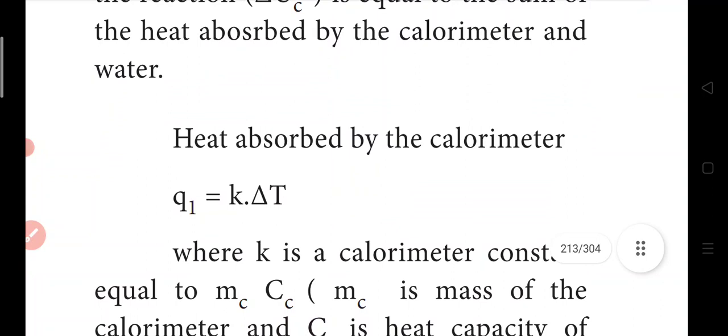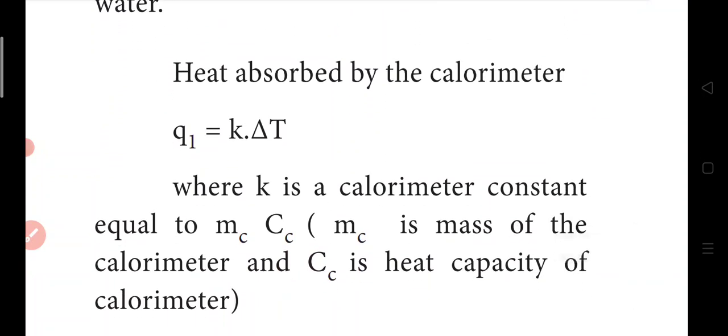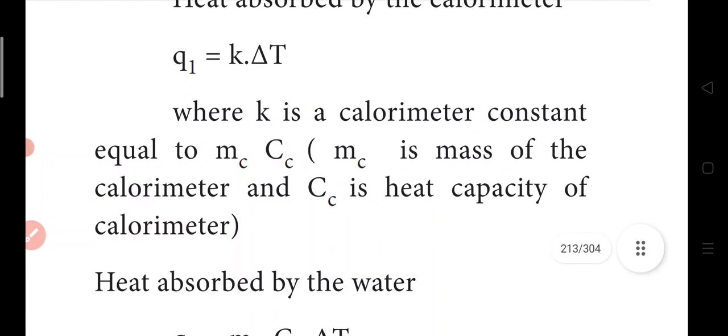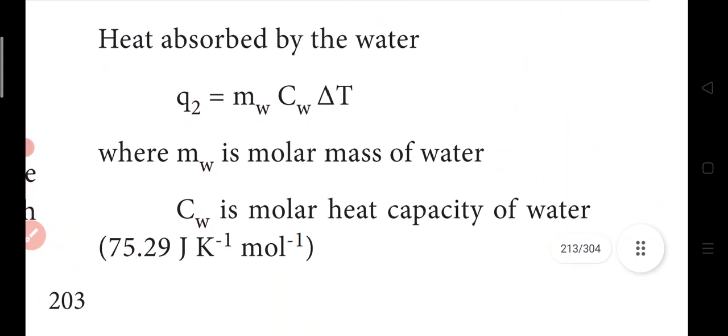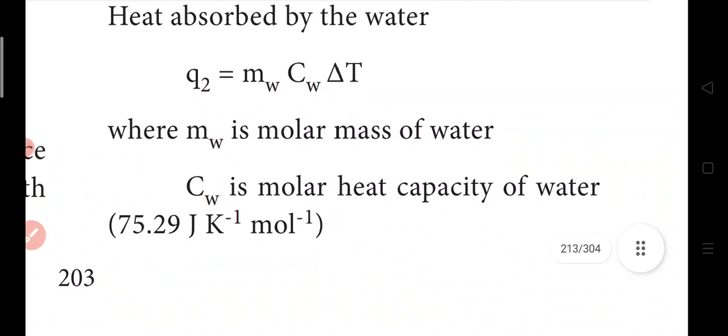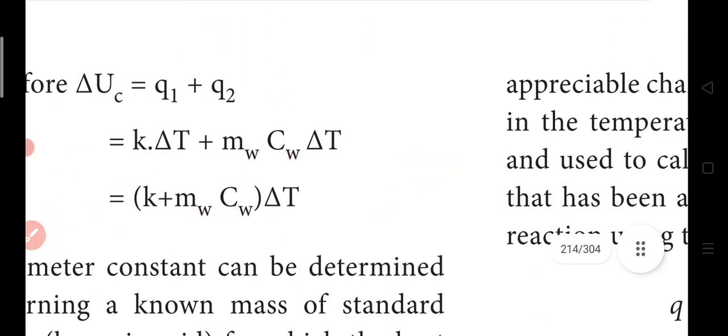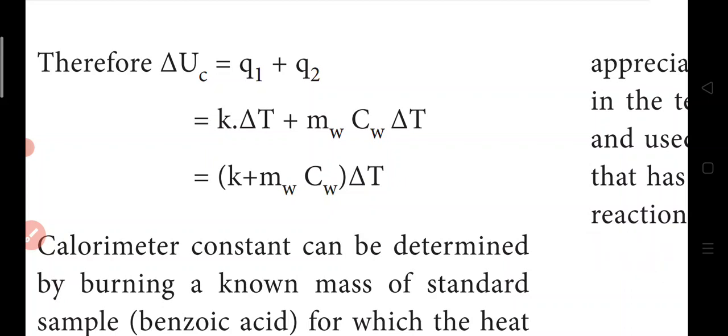can calculate. So heat absorbed by the calorimeter is equal to Q1 is equal to K into delta T, where K is a calorimeter constant, the mass of the calorimeter and the heat capacity of the calorimeter. And heat absorbed by water will be mass of water and the heat capacity of water, mw, cw, and change in temperature, Q2 will be taken as that. And therefore change in internal energy will be equal to Q1 plus Q2. So you just substitute the values, and when you do that you will get the answer.